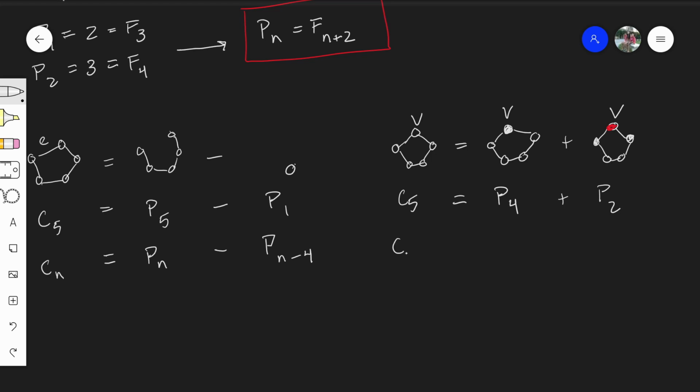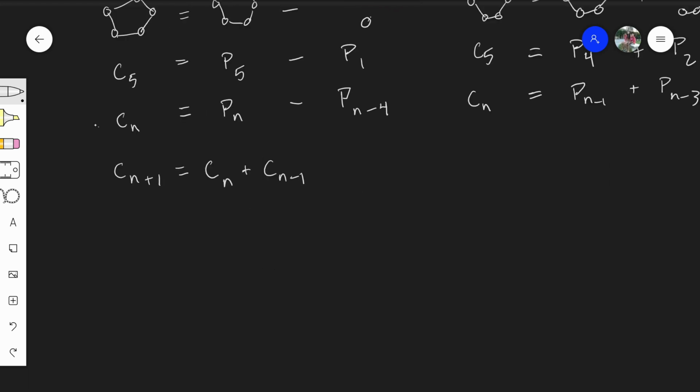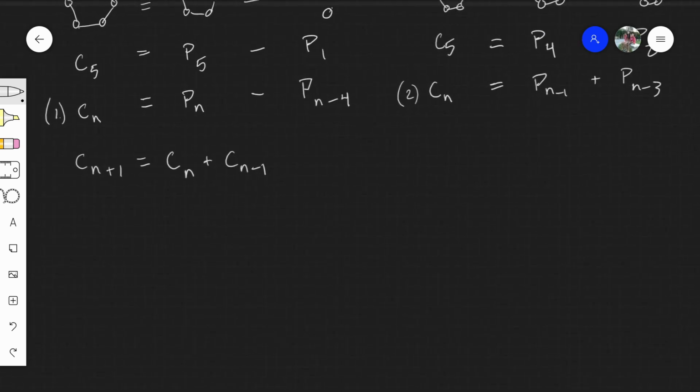In general, if we had a cycle graph of size n, then the number of ways to color it would be equal to the number of ways to color Pn minus 1 plus the number of ways to color Pn minus 3. So we have 2 formulas. Now somehow we want to combine these so that we get the relationship that Cn plus 1 is equal to the sum of the two previous Cn. I'm going to label these equations 1 and equation 2 and use them with their respective numbers.